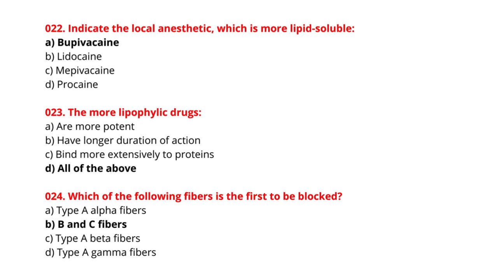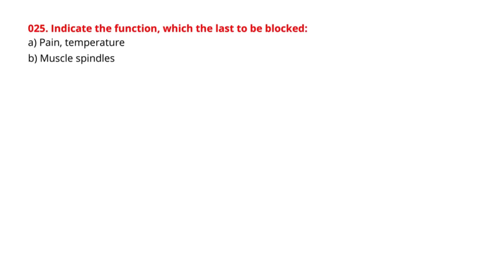024. Which of the following fibers is the first to be blocked? A. Type A alpha fibers. B. B and C fibers. C. Type A beta fibers. D. Type A gamma fibers. Answer is B.